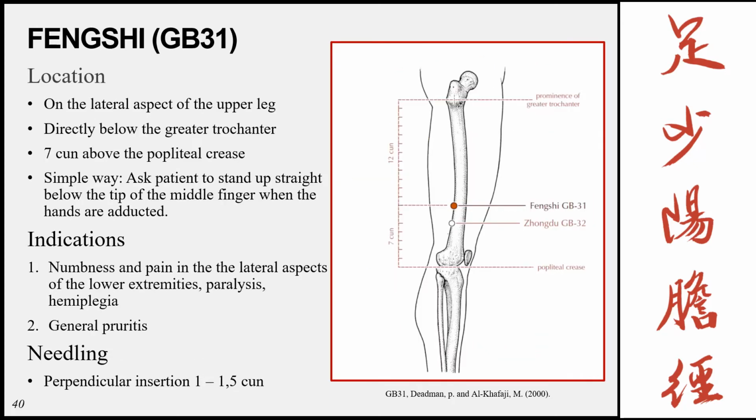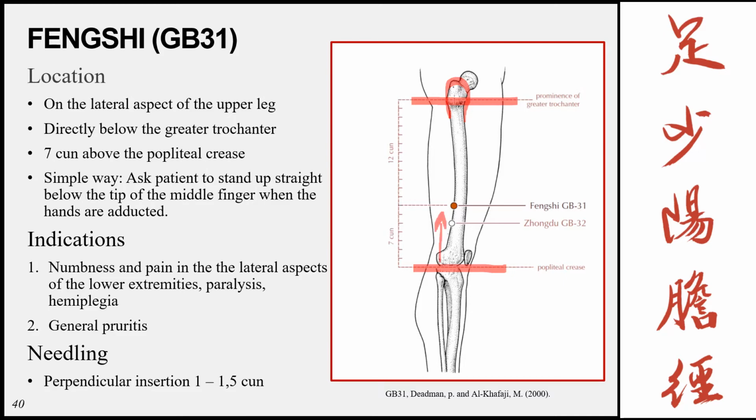The next point is FENGSHI, GB31. This point is on the lateral aspect of the upper leg. So we're on the upper leg and we're on its lateral aspect, directly below the greater trochanter. Here's the greater trochanter. We're directly below that, and we're 7 cun above the popliteal crease. So you're going to divide this space, and this space is 19 cun, and then you go 7 cun above here.